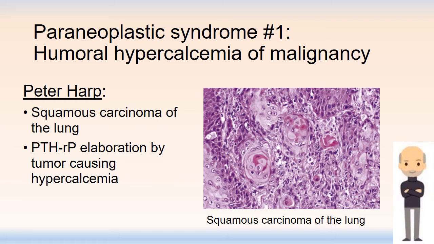This is a classic histology of squamous carcinoma of the lung with invasive squamous nests showing keratin associated with some of the tumor cells, that dark red appearance, and even some keratin pearl formation. So this is classic histology of squamous carcinoma. This is a case of Peter Harp, a gentleman who presented with hypercalcemia as a paraneoplastic syndrome, and it was caused by a squamous carcinoma of the lung elaborating parathyroid hormone-related protein.